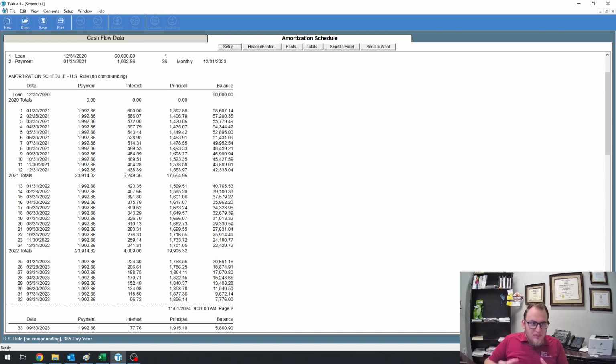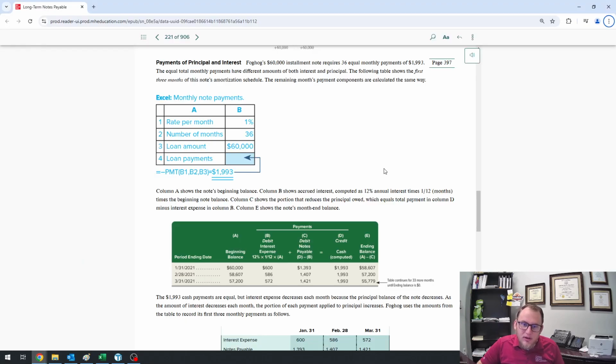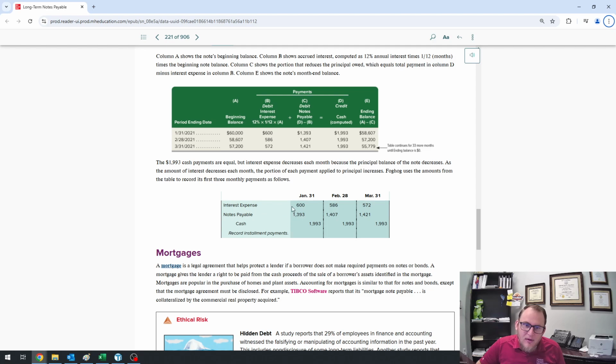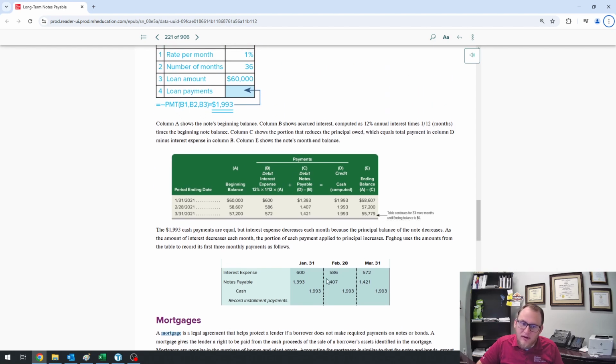There are a lot of tools out there that will run amortization schedules for you that list out every single payment and how to apply it: this is the principal portion, and this is the interest portion. Now, when it comes to booking those entries, we will use that amortization to book exactly how we calculate it. So we know our cash payment is going to be the same, the $1,993, because that's what we calculated here. On our first payment, interest expense is going to be $600.